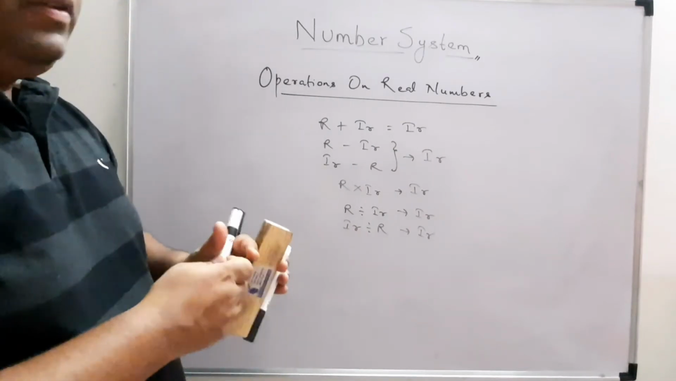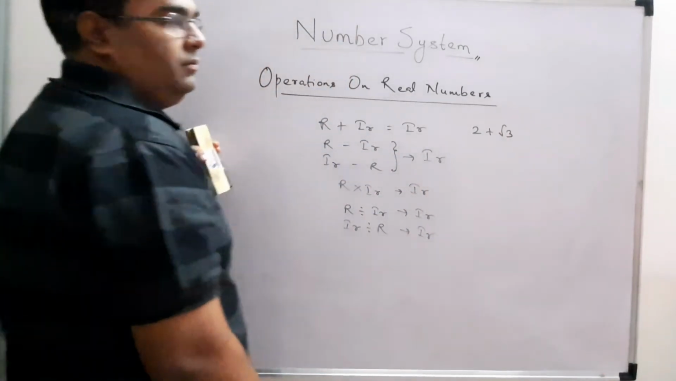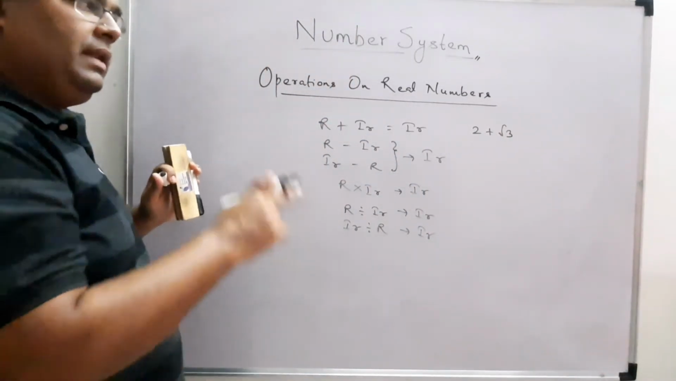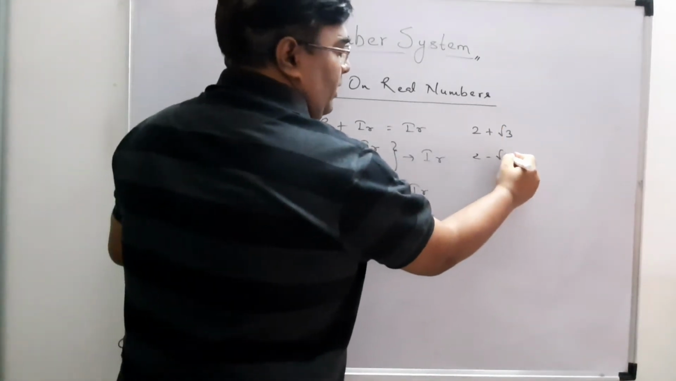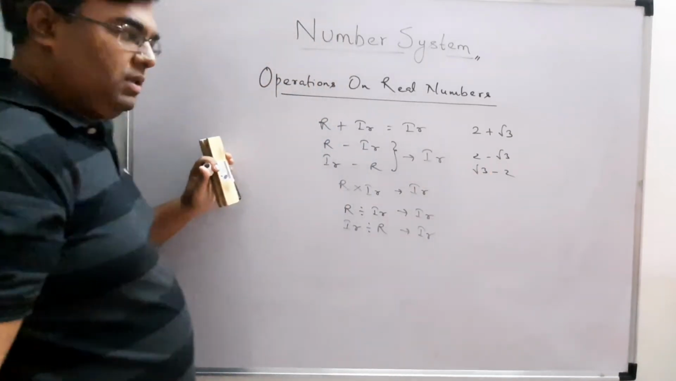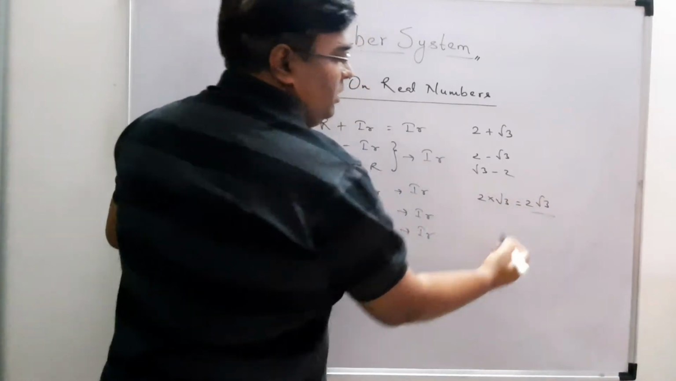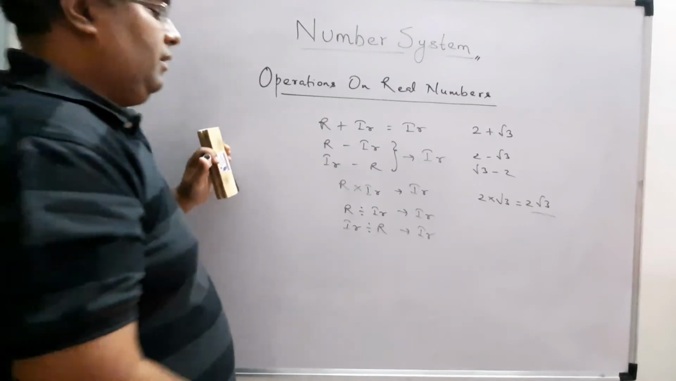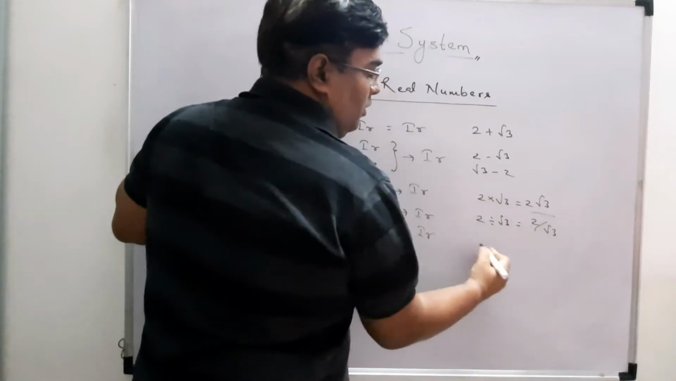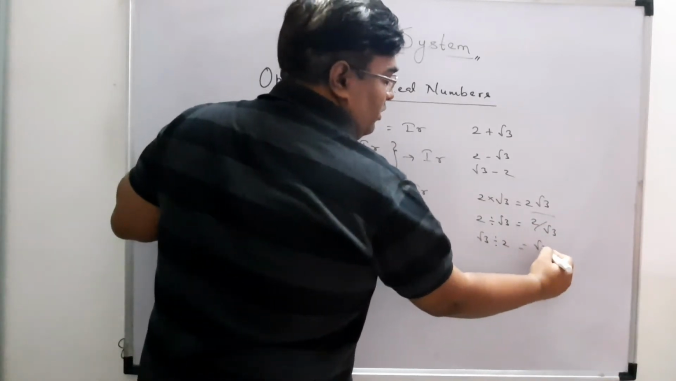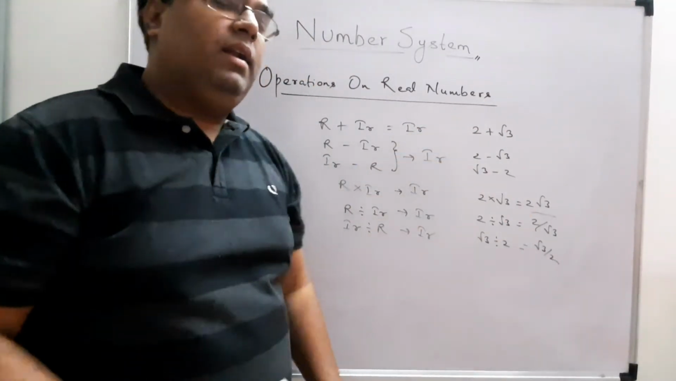Let us take an example of each case. Suppose we have 2 plus root 3. You cannot do anything else here, so it will be like this only, and this is my irrational number. Here also 2 minus root 3 or root 3 minus 2, same. 2 multiplied by root 3, you cannot do anything else, you just write 2 root 3. Division, 2 divided by root 3 will be written as 2 upon root 3, or root 3 divided by 2 will be written as root 3 by 2, right? So they all are irrational numbers.